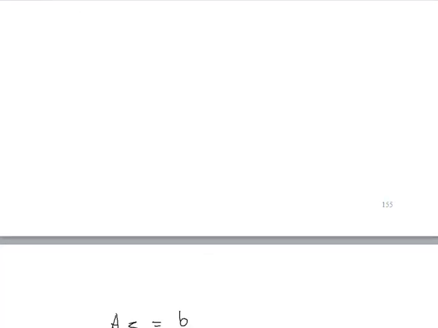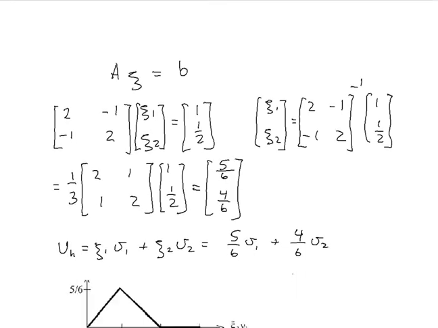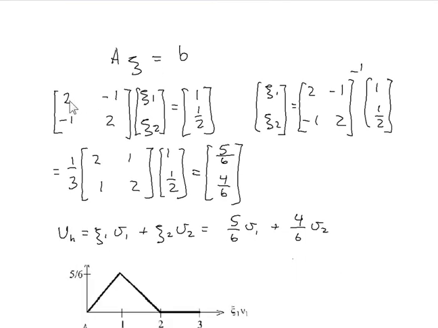So now we have found all these parameters that we need. We have A xi equal to B, so this is the A matrix and this is the B vector, and then we can multiply it with the inverse of the matrix. The inverse of this matrix turns out to be this matrix, multiplied with 1/3.